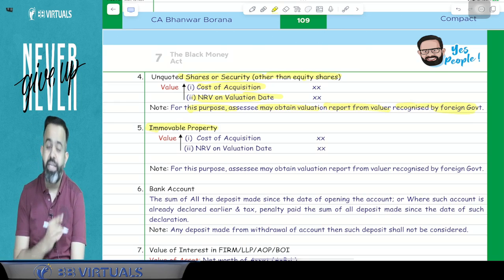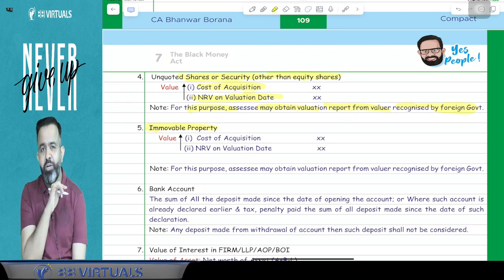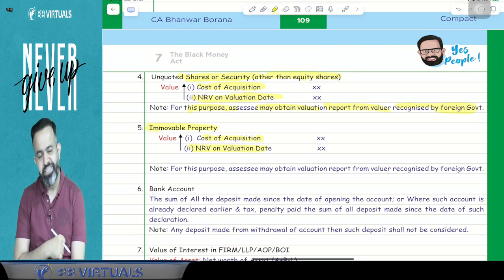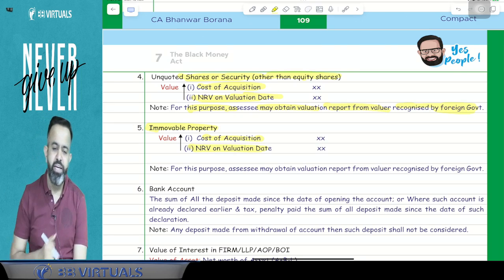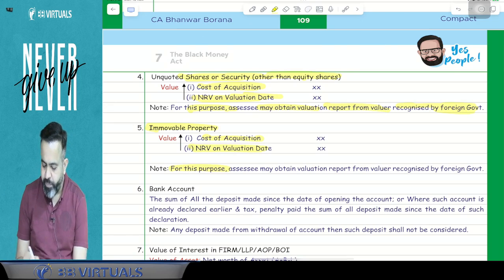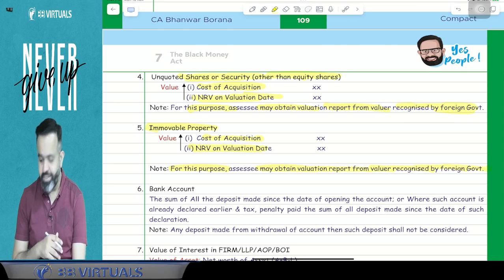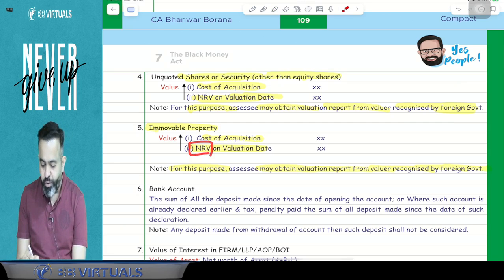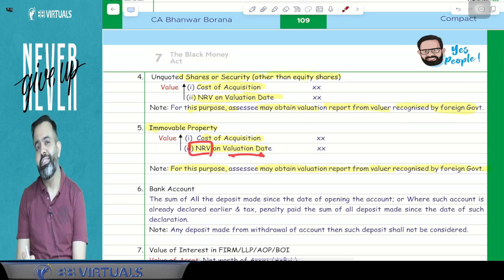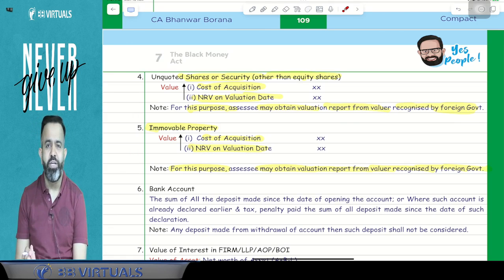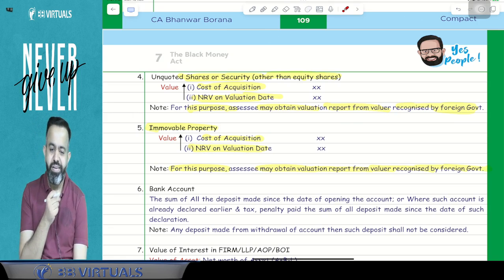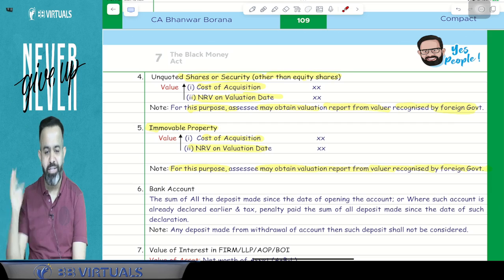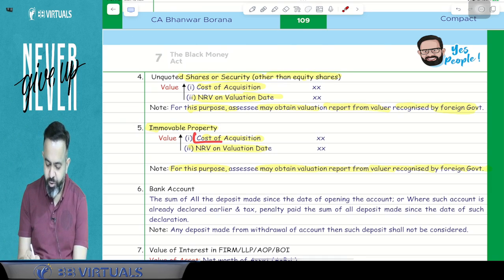Now, in case of immovable property, suppose I am having a property in Dubai, then what value will we consider? Whatever the cost of acquisition or NRV as on valuation date, whichever is higher. For this purpose, the assessee may obtain the valuation report from a valuer recognized by the foreign government. Here they consider only NRV. Why is SDV not considered? Guys, SDV, the stamp duty value, is for Indian property. The Stamp Duty Act and all that is applicable in India, it is not applicable outside India. So you just have to take the cost or NRV.